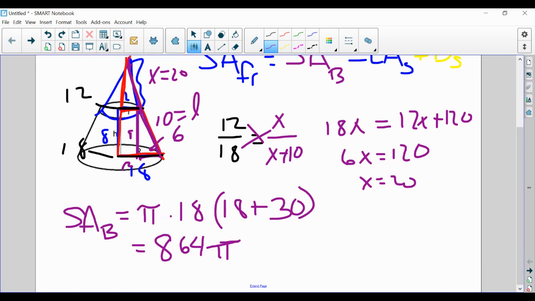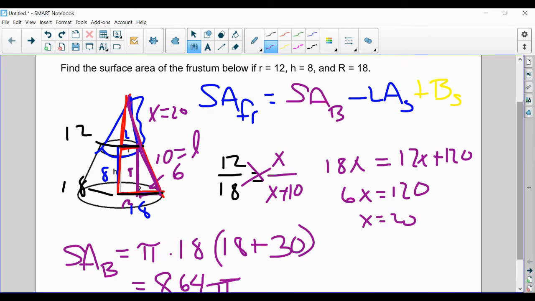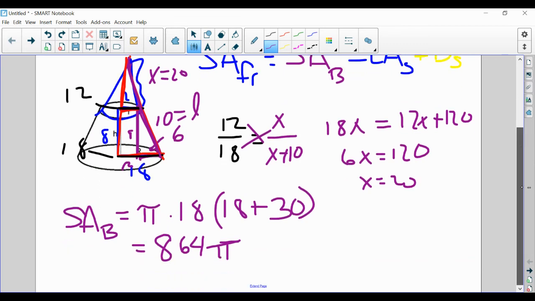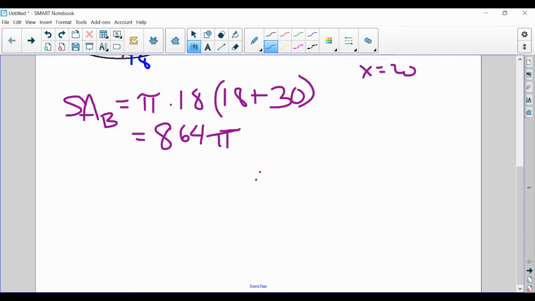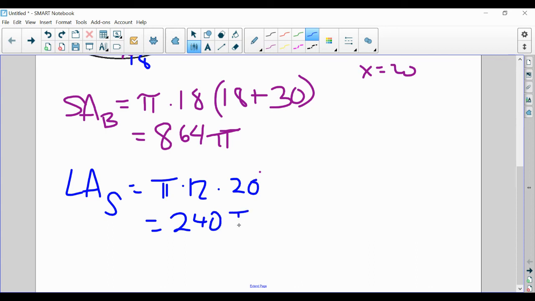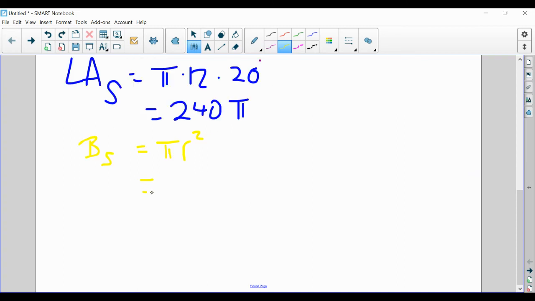Now let's go for the lateral area of the small cone. I think we have everything we need for that too. The lateral area of the small cone is pi times the radius times the slant height, and the radius of the small cone is 12, and the slant height of the small cone is 20. So we can just do pi times 12 times 20, which is 240 pi. And the last thing that we need to find is the base of the small cone, which is just pi r squared. We know the radius is 12, so it's 144 pi.